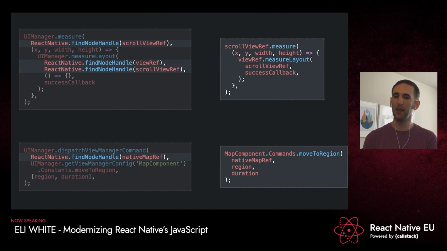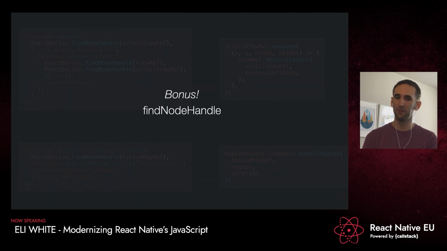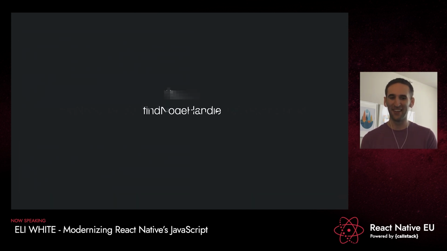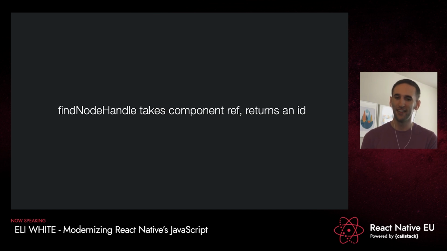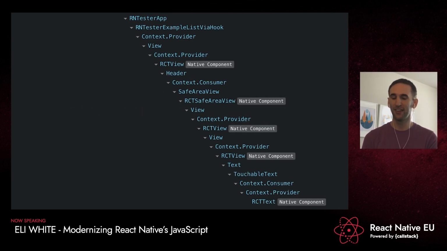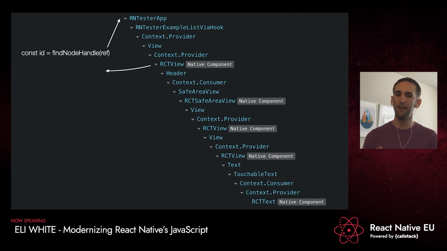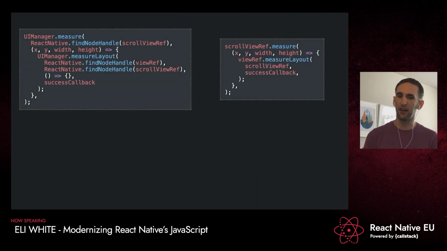One of the things you'll see in these UI manager calls is all of these different calls to findNodeHandle. And findNodeHandle is problematic on its own. So bonus, we're going to be talking about findNodeHandle. findNodeHandle is a function that takes a component ref and returns an ID, a unique identifier to a native component. So if we take this view hierarchy, you'll see that we have this RN tester app. And if we call findNodeHandle with a ref to this RN tester app, the ID that we get back is the identifier for this RCT view, for the native component underneath.